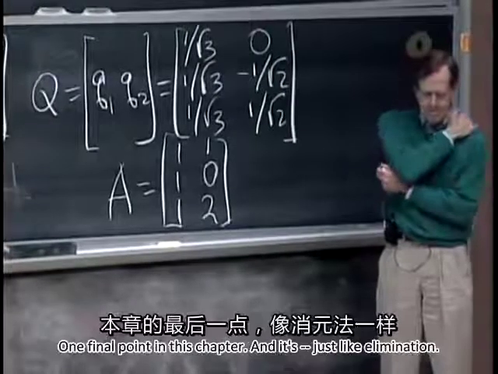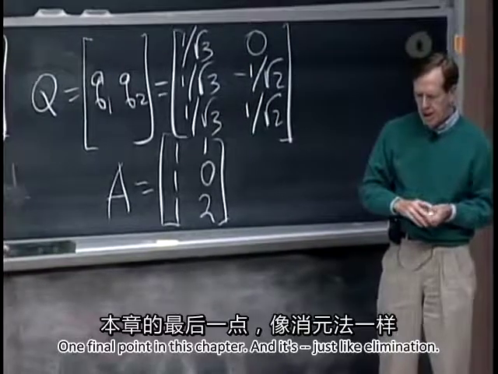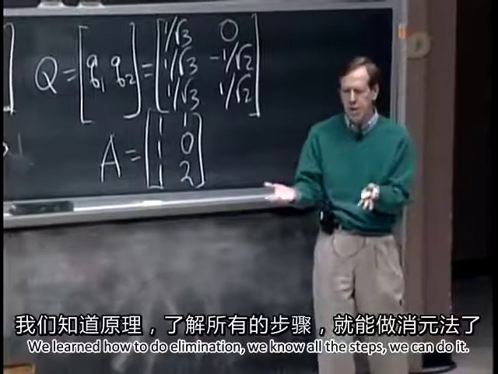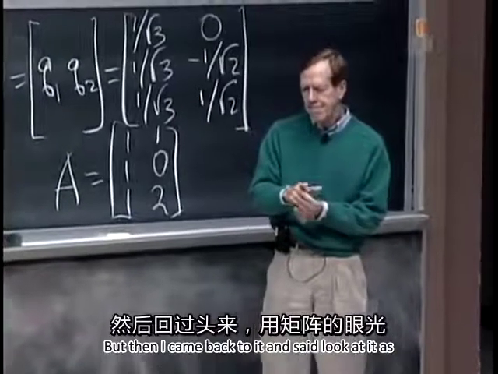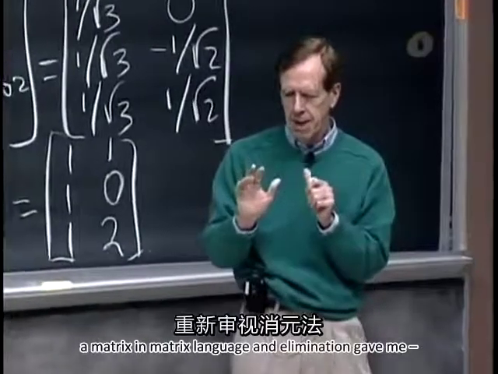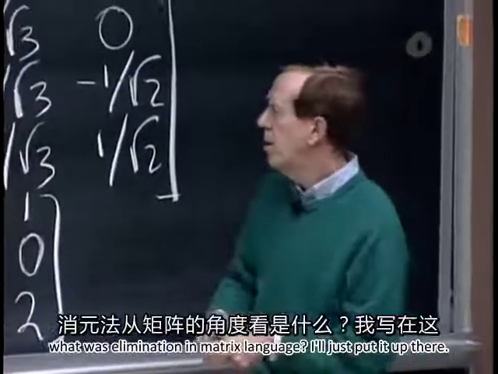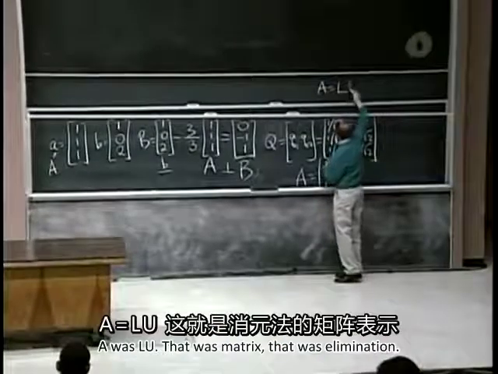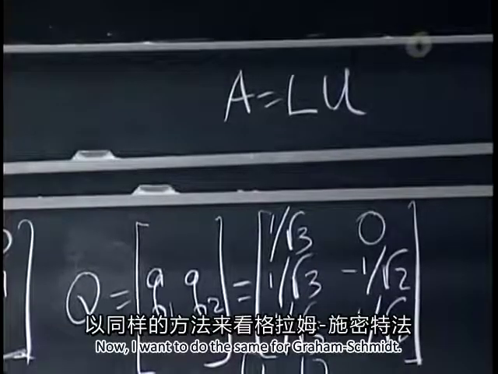One final point. One final point in this chapter. And it's just like elimination. We learn how to do elimination. We know all the steps. We can do it. But then I came back to it and said, look at it as a matrix in matrix language. And elimination gave me, what was elimination in matrix language? I'll just put it up there. A was LU. That was elimination. Now, I want to do the same for Gram-Schmidt.